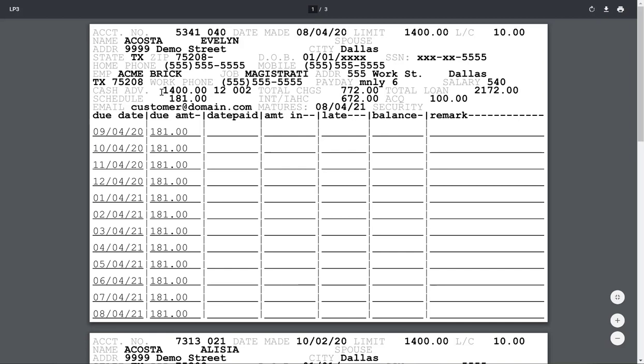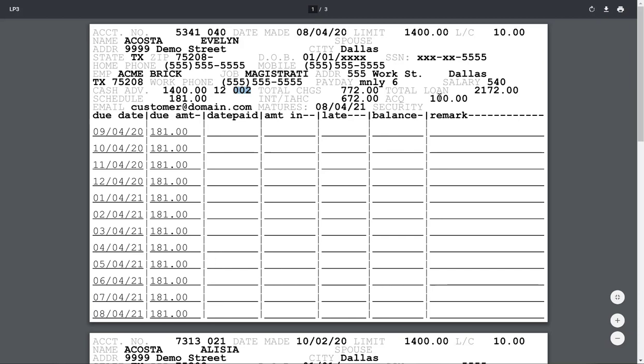And cash advance. So this is the loan that was given to this particular customer. They were lent $1,400 over a term of 12 months, and it was the second time that the customer had been given a loan. The total charges on this loan, so $1,400 was given to the customer. Total charges that will be paid back plus the $1,400 is $772. That would be $672 of interest and additional charges, plus an acquisition fee of $100. That makes the $772.